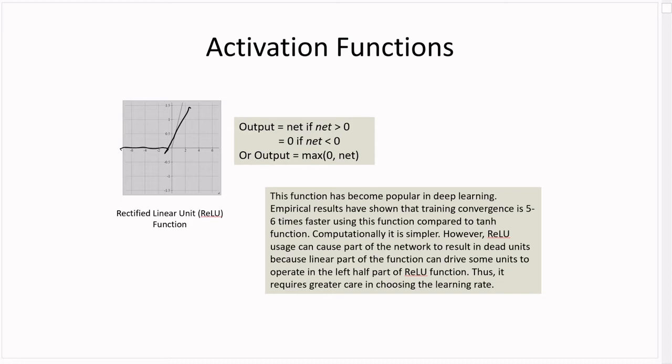Yet another activation function is what we call the rectified linear unit function, or ReLU function. This function behaves as a linear function if the net value is positive, and if the net value is negative, then the output of this function is 0, as shown in this slide here. This function has become popular in deep learning. Empirical results have shown that using this function, one can train the networks 5 to 6 times faster. Computationally also, this function is much simpler.